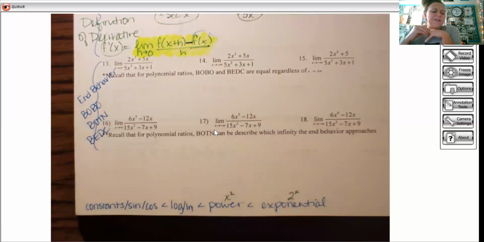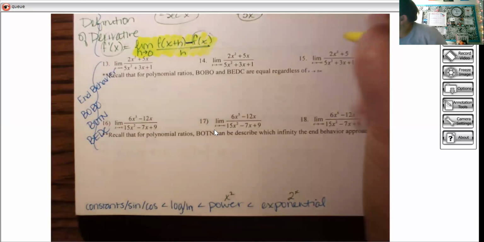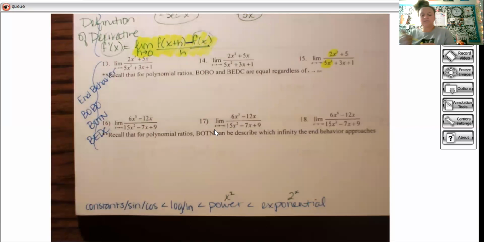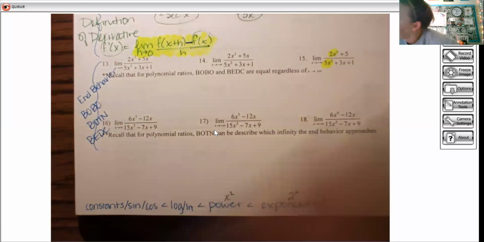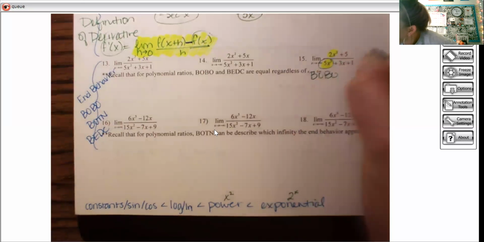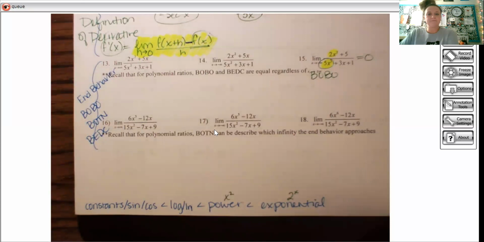So I don't want to do a ton of these just because they're pretty easy. Let's say we wanted to do number 15, just for fun from the top row. I'm looking for the biggest power on top. I see that I have an x squared. Biggest power on bottom, I have an x cubed. Then I would say, where is it bigger? Bigger on top or on bottom? Well, x cubed is bigger. That means that's a BOBO and that limit goes to 0.